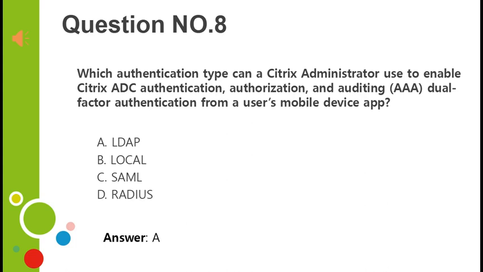Which authentication type can a Citrix administrator use to enable Citrix ADC authentication, authorization, and auditing (AAA) dual-factor authentication from a user's mobile device app? A. LDAP. B. Local. C. SAML. D. Radius. Answer: A.